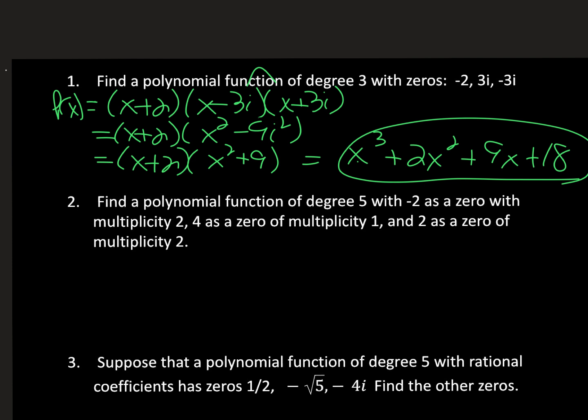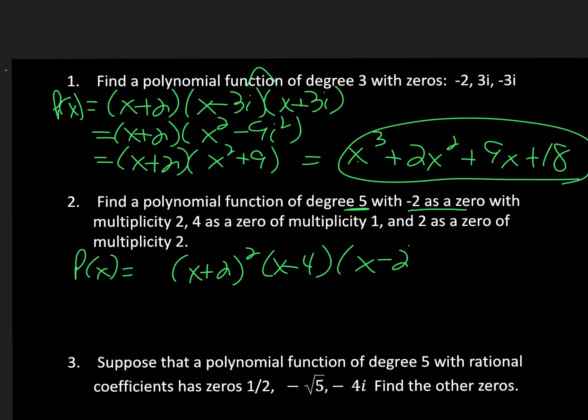This says find a polynomial function of degree 5. So if you add up all the x's, there should be 5 x's. Negative 2 as a 0 with multiplicity 2. So I'm going to go p of x equals negative 2 came from x plus 2. It has multiplicity 2. That's the exponent. 4 as a 0 of multiplicity 1. So it's just x minus 4. Don't need an exponent there because it's 1. And 2 is a 0 of multiplicity 2. So I'm going to x minus 2 squared. And if you look at that and count up all the x's, you'll see 5 x's there. So that's all you got to do.